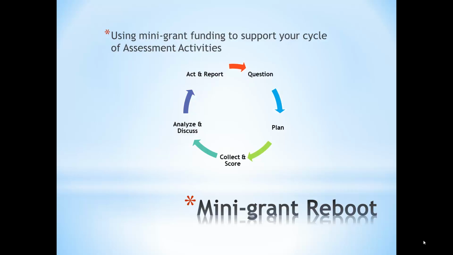We're going to talk a little bit now about some of the different activities that mini grants can fund, and I'm going to use the cycle of assessment as pictured here with question, plan, collect and score, analyze and discuss, and act and report as a way to talk about where in the cycle you can incorporate mini grant funding.